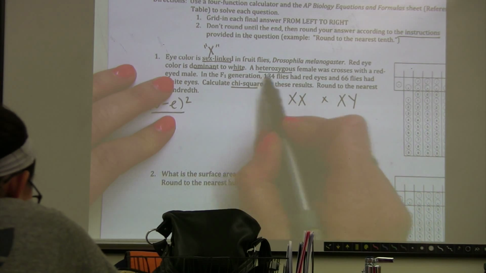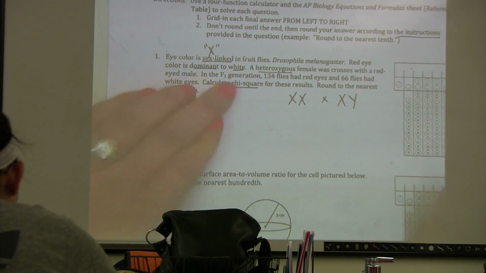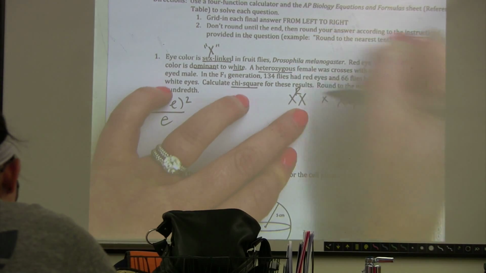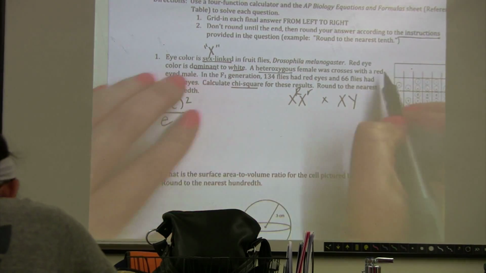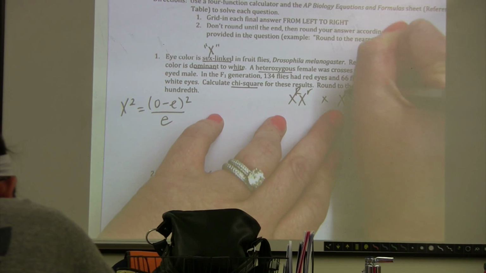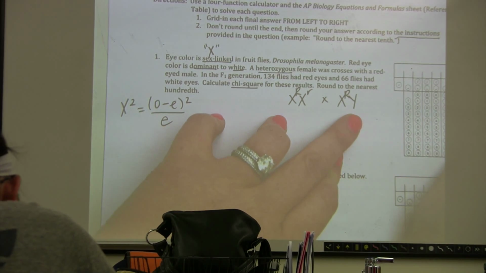So, we have a heterozygous female. If she's heterozygous and red is dominant to white, she's X what? X big R, X little r. She was crossed with a red-eyed male. This is sex-linked. What is he? X big R, Y. Why? Because sex-linked is X-linked.